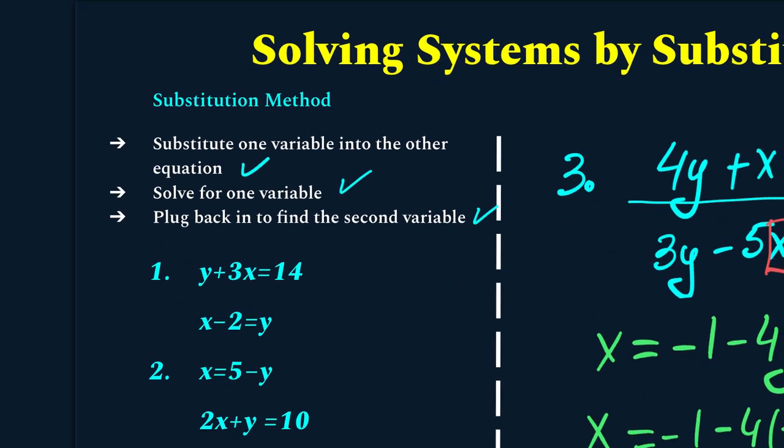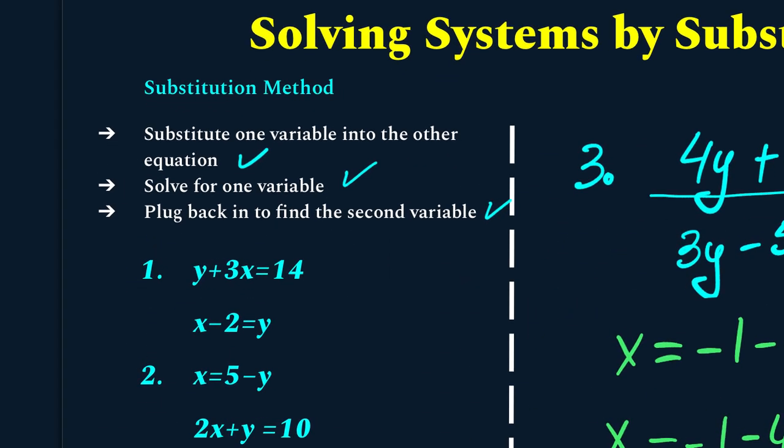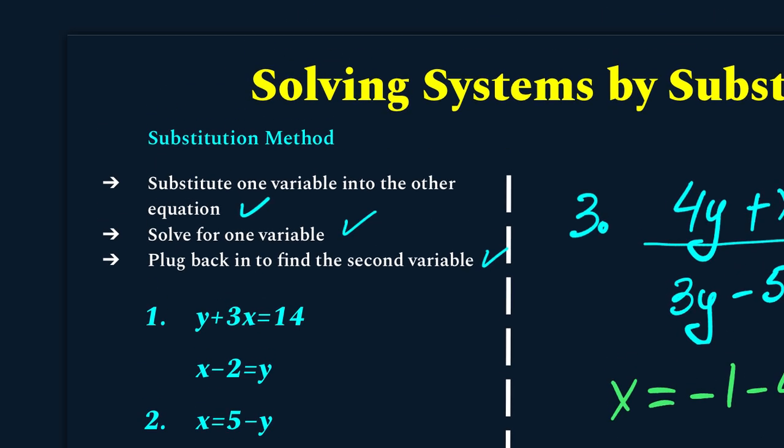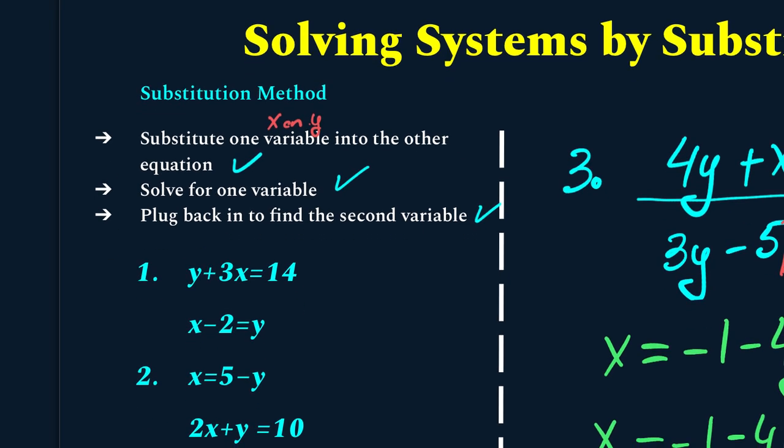All right, let's recap what we learned. Again, when we're substituting, we substitute one variable, that could be x or y, into one of the equations. We want to make sure that x or y is isolated by itself, and we know what that equals. And then we're going to solve for that one variable, and then we're just going to plug in that solution into any of the equations. It doesn't matter which one. We're just going to choose the easiest one and then find the second variable.